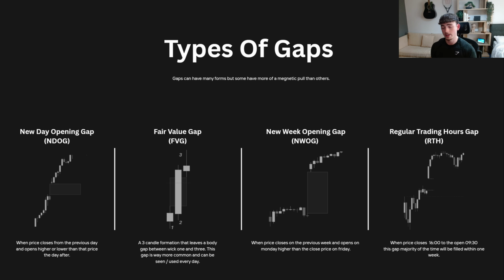RTH gap, or regular trading hours gap. This is where the market in the US closes at 4 and opens at 9:30. So the gap between the close and then the open of the actual session times for New York is what makes that RTH gap. And this also will be filled within a week.